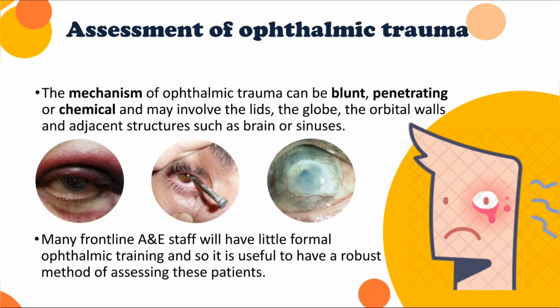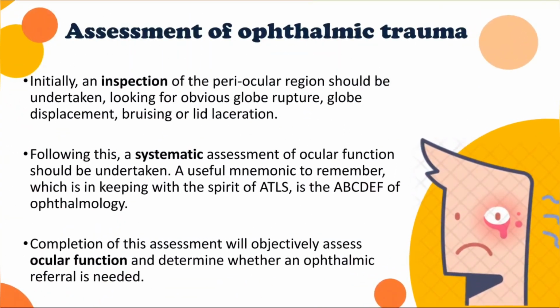The mechanism of injury also should be asked because it might be a blunt trauma, a penetrating trauma, or a chemical one. This can involve lids, globe, orbital wall, and adjacent structures such as brain and sinuses. Most junior house officers and many frontline accident and emergency doctors will have little formal ophthalmic training, so it's useful to have a robust assessment point for them.